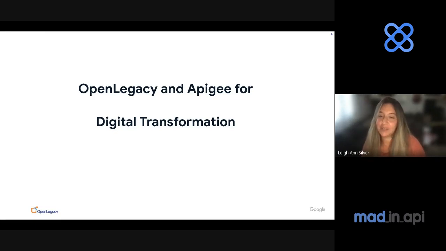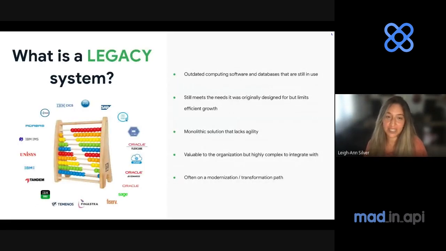So, OpenLegacy and Apigee for digital transformation. We will start maybe with a baseline. What is a legacy system, or what does OpenLegacy consider as a legacy system? It's mainly outdated computer software or database systems that are still in use. These systems are actually meeting what they were required or designed to do. They just have very limited growth efficiency in terms of how they play well with the digital ecosystem. It's a very closed infrastructure.